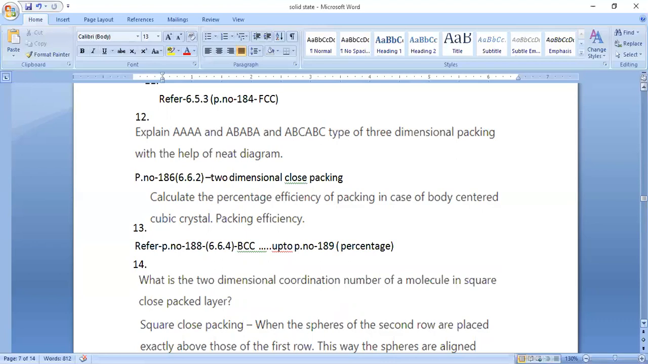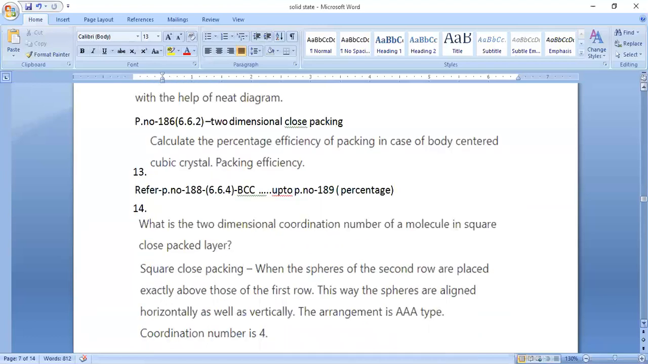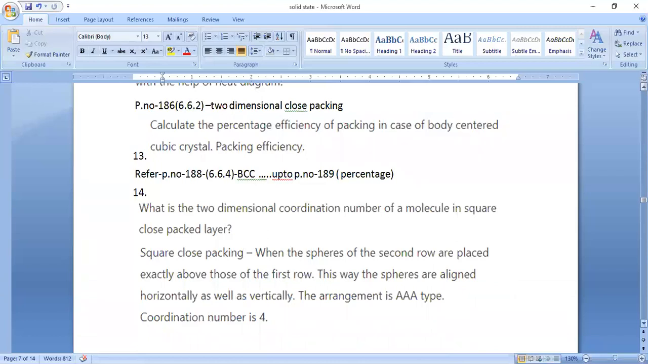So next question number 13, calculate the percentage efficiency of packing in case of body-centered cubic crystal packing efficiency. So the answer is in page number 188. So you need to refer 6.6.4, under the topic BCC. So you need to mark up to page number 189. So at the last line, percentage is there. Up to that you need to mark. And then question number 14. So what is the two-dimensional coordination number of a molecule in the square close packed layer?